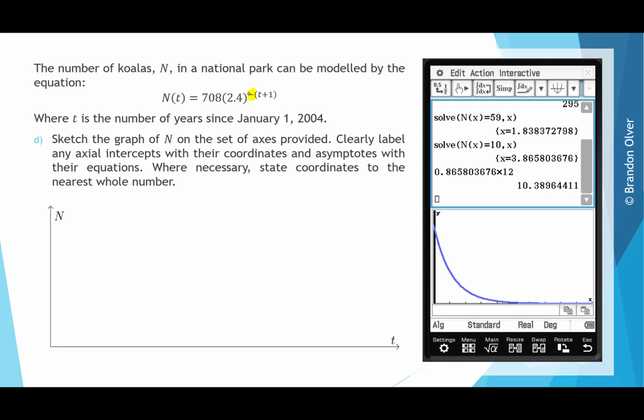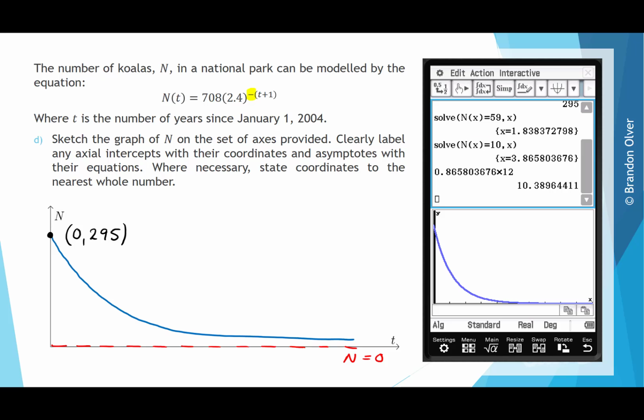Because of this negative in the power position, we know that it's going to be a decreasing or decaying function, and that's associated with a reflection over the y-axis, or the n-axis in this case. So that means that our graph is going to be in this position here, where the initial population when t is equal to 0 was 295 koalas, and there is a horizontal asymptote in this position here, and it will have an equation that is n is equal to 0.